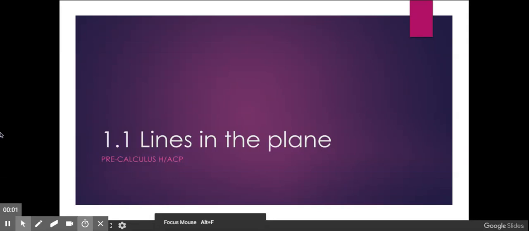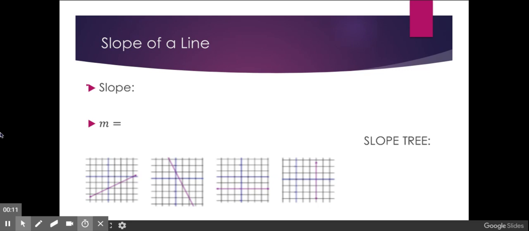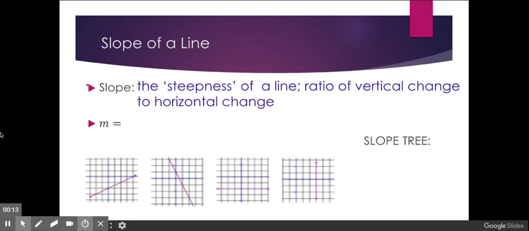So this section is 1.1, lines in the plane. It's going to be talking about creating equations of lines, something that you have done in Algebra 1 and Algebra 2, so it should be a little bit of a review. So we're going to start with the slope of a line, which is the steepness of a line.